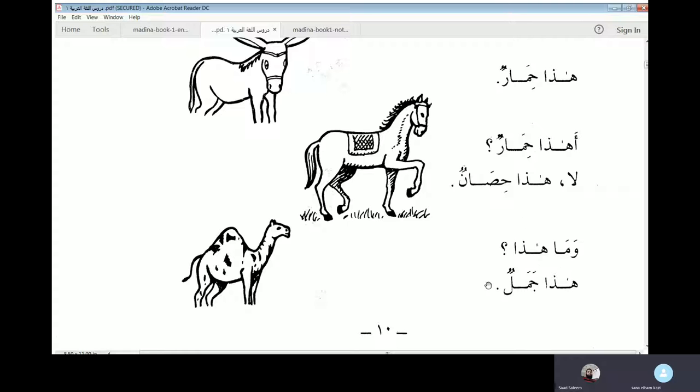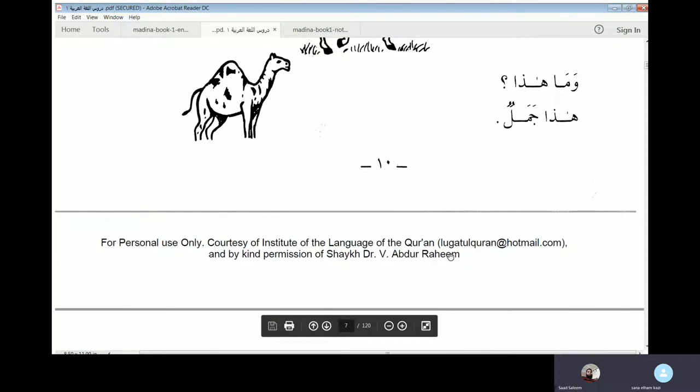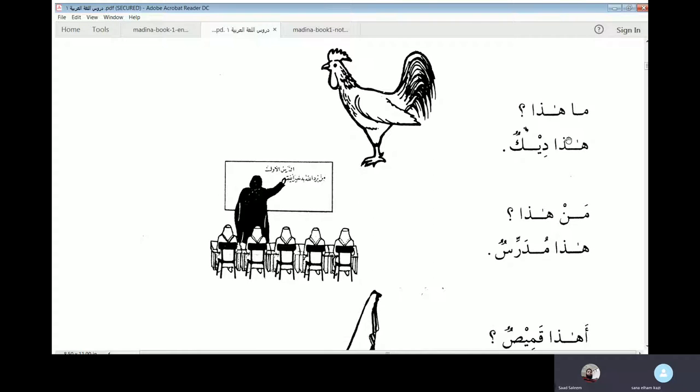Wa-ma hadha? And what is this? Hadha jamalun. This is a camel. Man hadha? What is this? Hadha dikun. This is a rooster. Okay. Man hadha. Who is this? Hadha mudarrisun. This is a teacher.